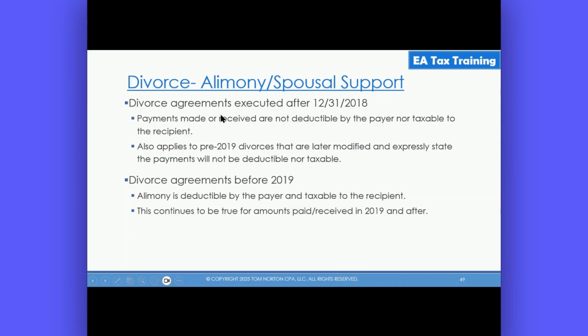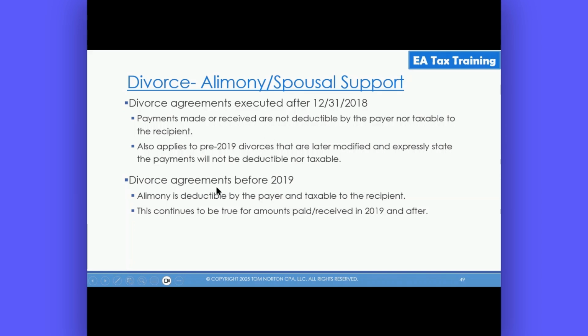If you have a divorce after 2018, so 2019 or later, then any alimony is not deductible by the one who paid it. It is not included in the income of the one who receives it. The same rule applies even if you had a pre 2019 divorce, if they did a modification of that divorce later, and they expressly state in that modification that the payments will not be deductible and not be included in taxable income, then you would follow that modified agreement and you would treat it just as if it were a post 2018 divorce.